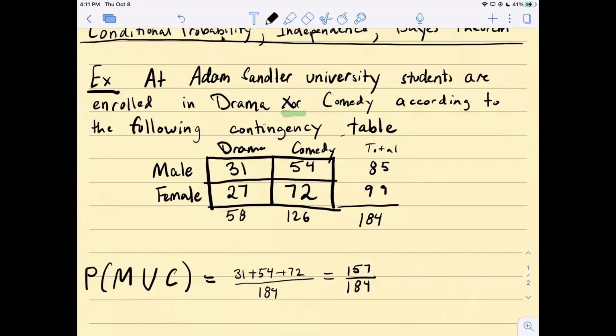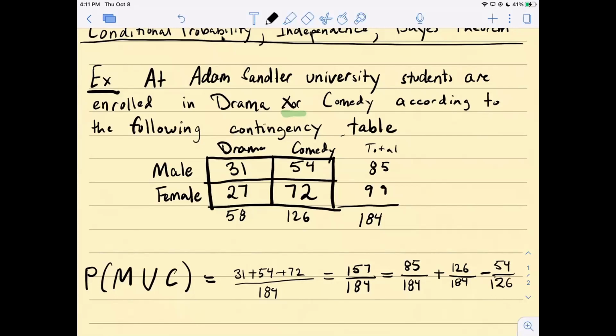So another way you could have done it is how we talked about last time. You could have done probability of male, which is 85 over 184, plus the comedy students, 126 all over 184. But you want to subtract one copy of the comedy and male students, because that would be overcounted. So either way is totally fine.